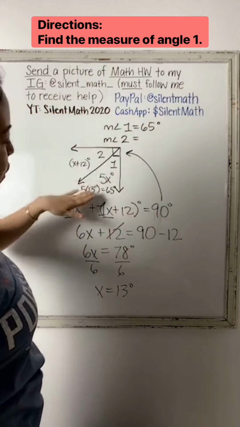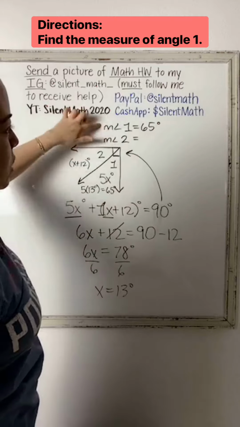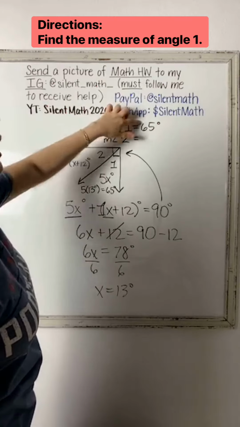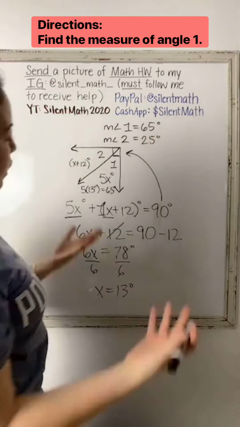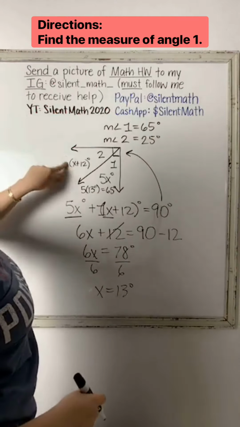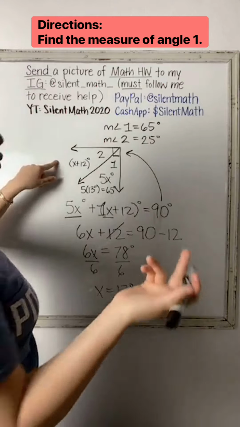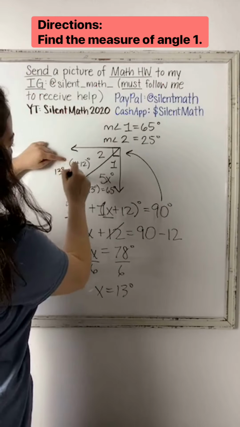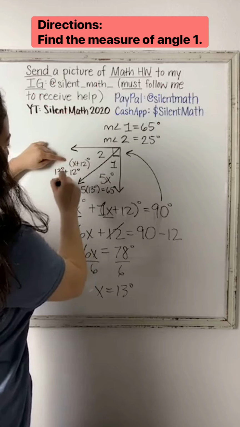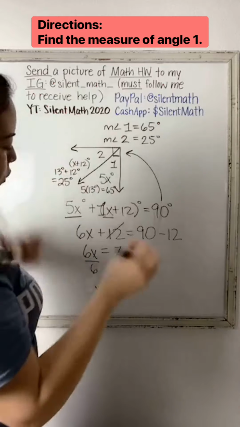So the measure of angle 2, there are 2 ways you can solve that. Knowing that altogether these angles should equal 90, I can just subtract 65 from 90, and that will give me 25 degrees. Or you can also plug in 13 into this equation, since that's what angle 2 is equal to, right? So if I put 13 degrees plus 12 degrees, that will also give me 25 degrees. So those are 2 ways to solve.